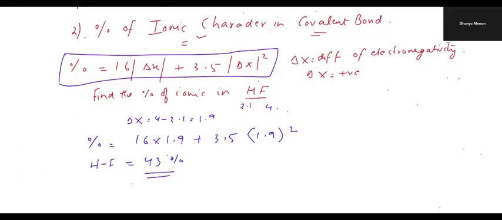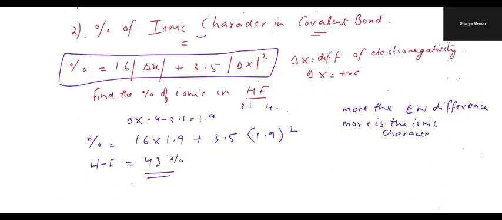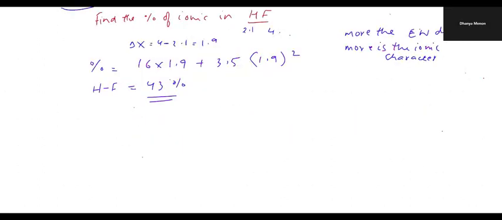And also, you must remember that more the electronegativity difference, more is the ionic character. So the percentage keeps increasing as the difference increases. Okay, so I hope it is clear till now. So just memorize this formula. Okay, and the values of electronegativities of some elements that I told you, you have to memorize it.